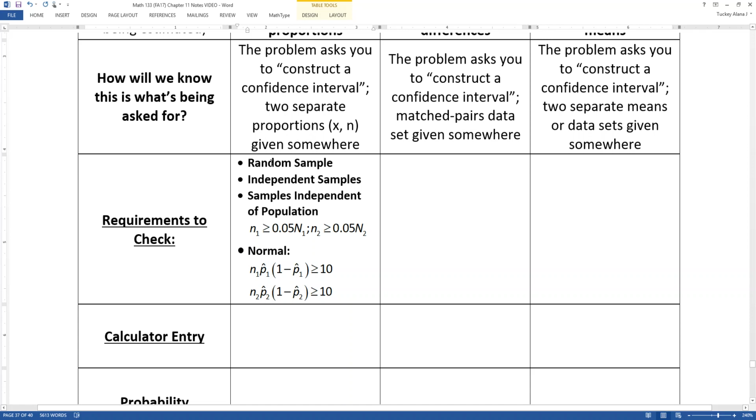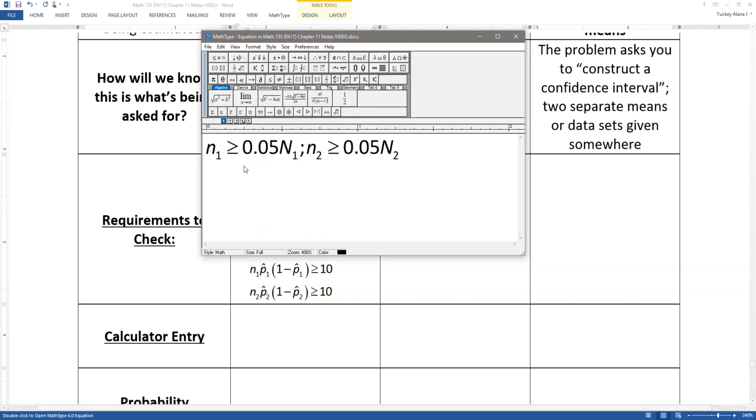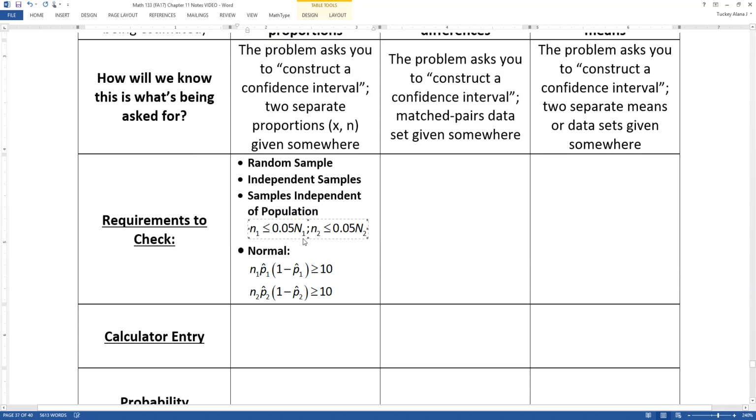So we need the samples to be random. For proportions, we would need the samples to be independent of each other. Then we need those same samples to be independent of the population. This is what we were checking back in chapters 8, 9, and 10, which is that our sample size is less than or equal to 0.05 of our population size, for both samples. And then we would also need to check normality, and our rule of thumb for that is n times p times 1 minus p is greater than or equal to 10. So we have to check all of those things first, and then you could construct the confidence interval.